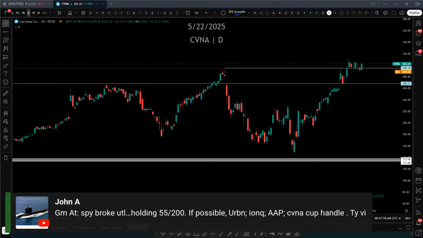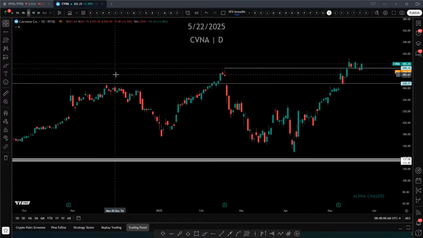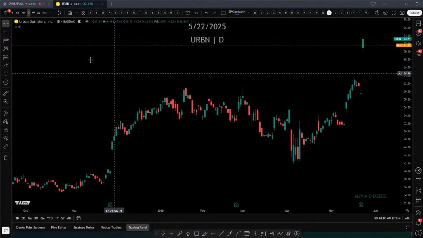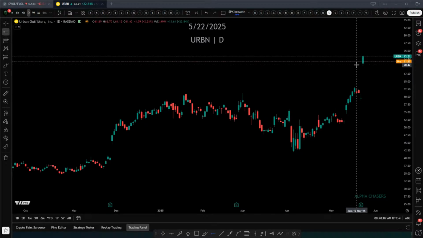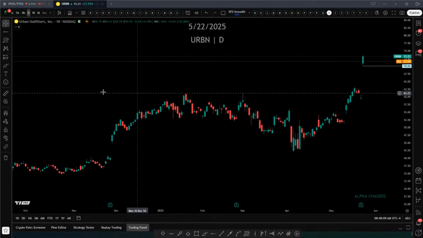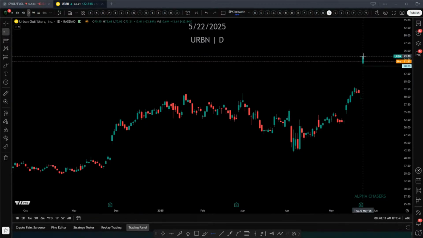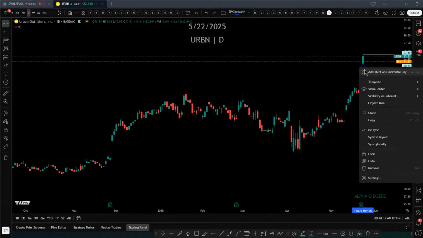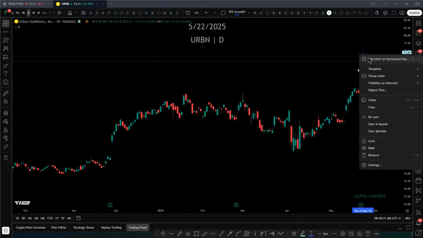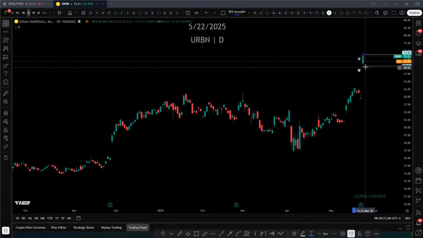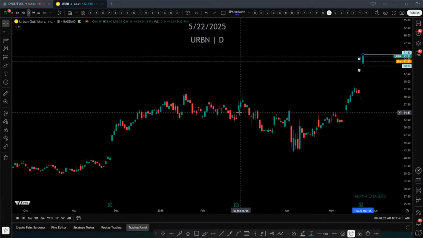AAP, there's a couple here. First off, Urban makes a lot of sense. But what you really need from Urban is this. You need Urban to retest that low, and then watch after that retest, can it get back over that high? That's your whole world. This in between, no. What we need here is to go here and see if we can undercut that and then go.